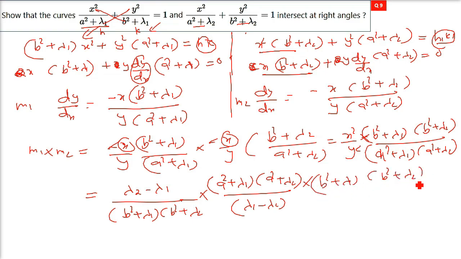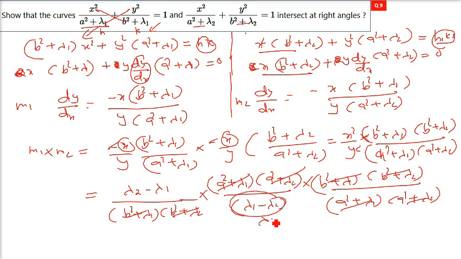Now I am writing the right part of the last but one equation which you see, m1 into m2. So this is b square plus lambda 1, b square plus lambda 2, a square plus lambda 1, a square plus lambda 2. All of these get cancelled out. Only lambda 2 minus lambda 1 divided by lambda 1 minus lambda 2 remains. That's why I told you don't cancel it, because ultimately a negative will come. These both will be cancelled eventually. It will be equal to negative 1.